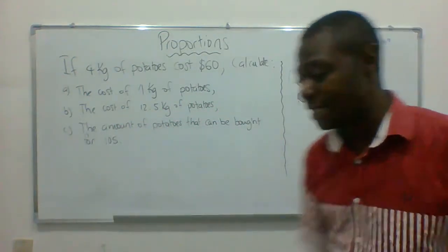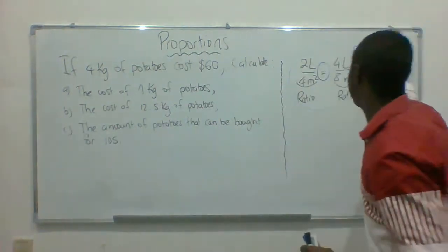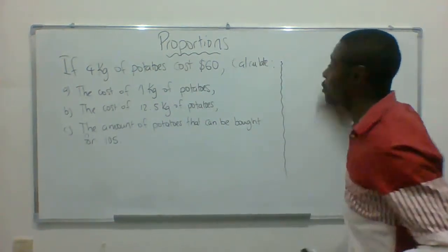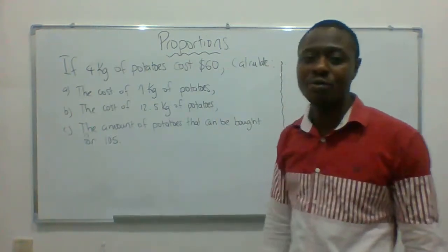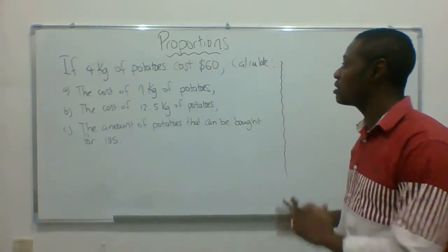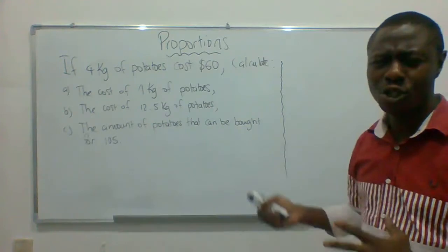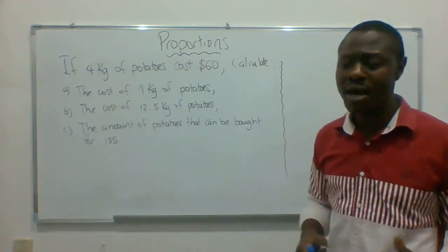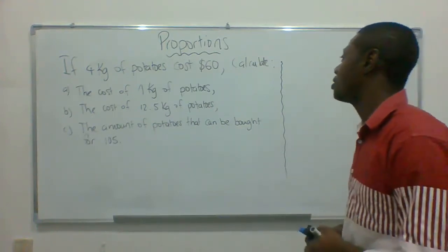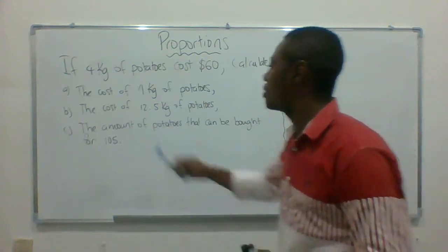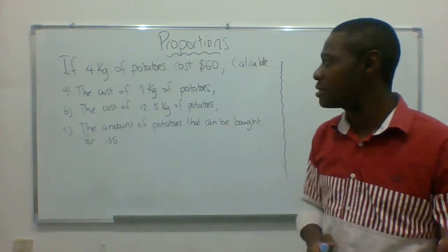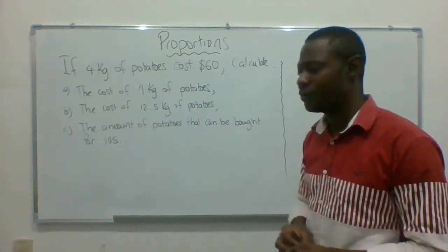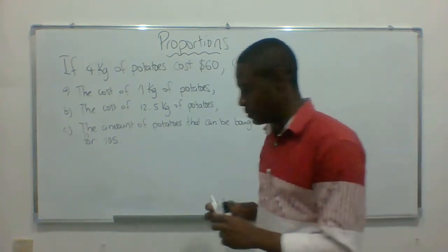This problem is one of the real life problems that you encounter when you go shopping. If 4 kilograms of potatoes cost $60, this is so much, I know, but it's just an example. Say $60. Now calculate the cost of 1 kilogram of potato. 4 kilograms, $60. What is the price of 1 kilogram? Solution.